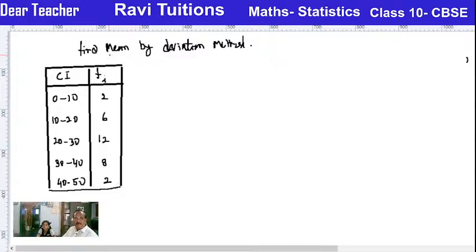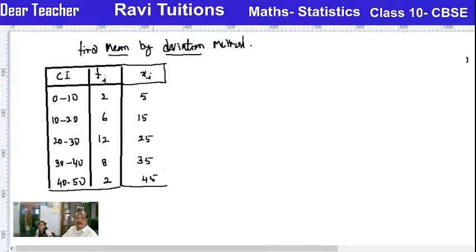Now we have to find the mean by deviation method. For this also you have to find xi, I told you what is xi, the mid value. 0 to 10, mid value is 5. How to get this 5? You add these two limits, lower limit and upper limit, and divide by 2, 5. 10 plus 20, 30 by 2, 15. 20 plus 30, 50 by 2, 25. So you can use 25, 35 and 45. So this is common, right?